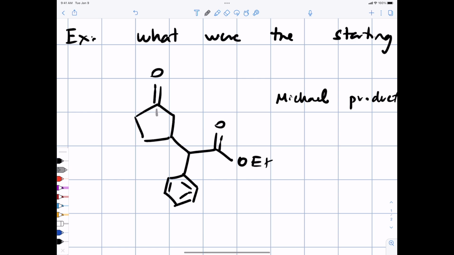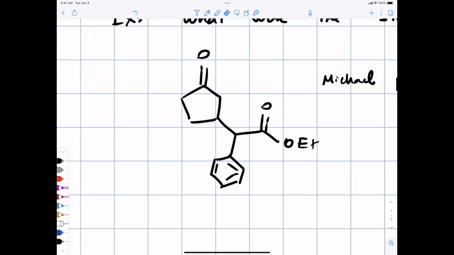I could start numbering here 1, 2, 3, 4, and 5, or I could number here 1, 2, 3, 4, and 5. Either way, I've got that spacing, so I know that both of those carbonyl groups are going to be involved. Now I need to decide which portion of my molecule was the alpha beta unsaturated carbonyl compound and which portion was my enolate nucleophile. So to do that, just pick one.